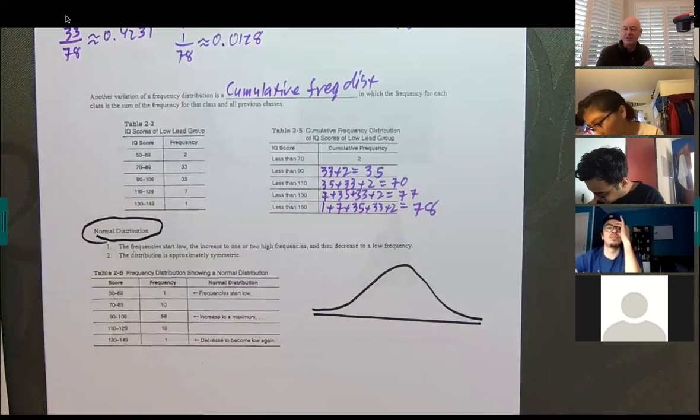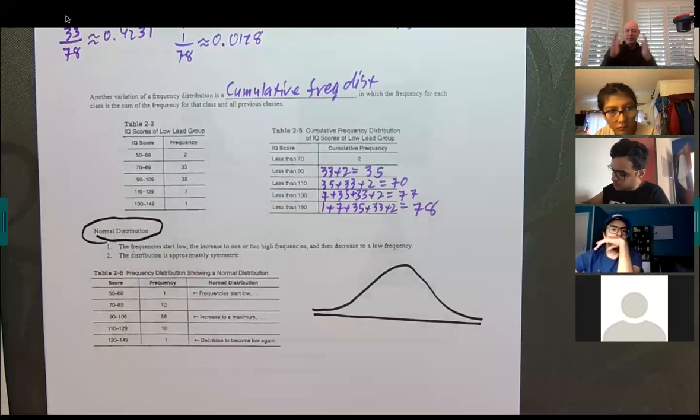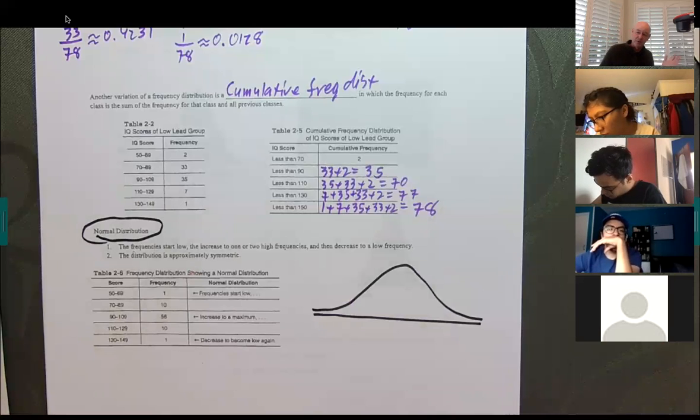You can picture heights of people. So if I found the average height in our class, most of you would probably be pretty close to that height. There might be someone considerably smaller or considerably larger.